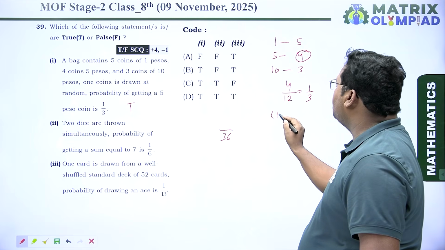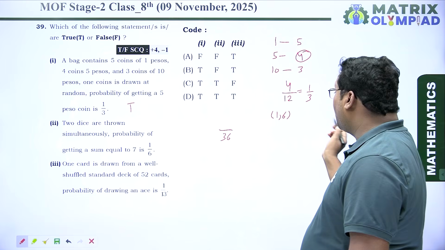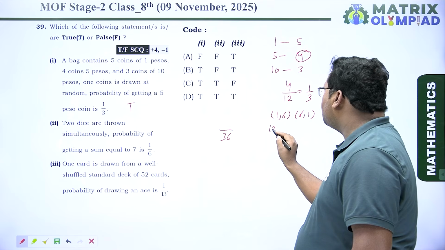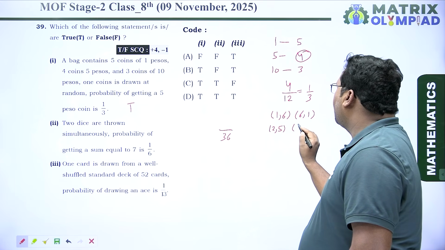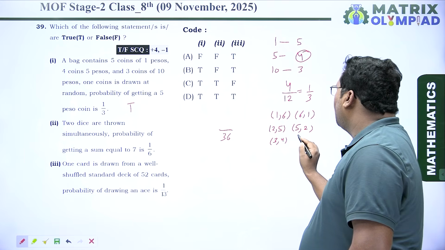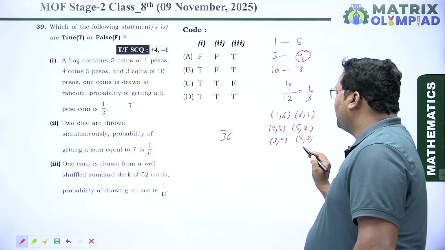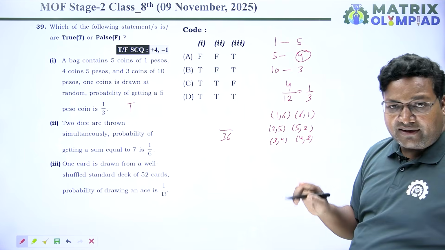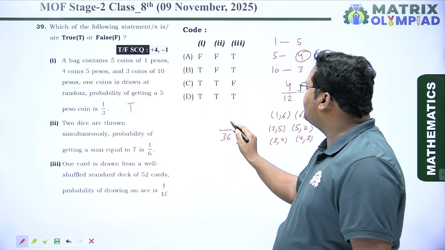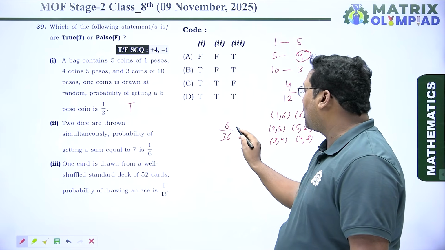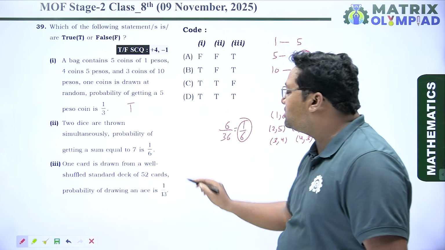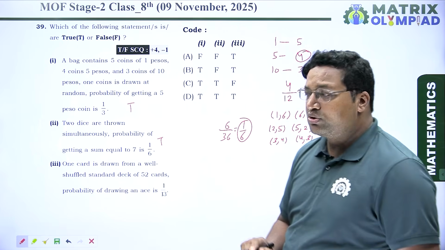So first outcome is 1, 6. Similarly, second outcome is 6, 1. Next outcome is 2, 5 and next is 5, 2. Next is 3, 4 and next is 4, 3. These 6 outcomes are there for which the sum of 2 dice is 7. So it means favorable outcomes are 6. So the probability is 6 upon 36, which is equal to 1 upon 6. It means second statement is also a true statement.